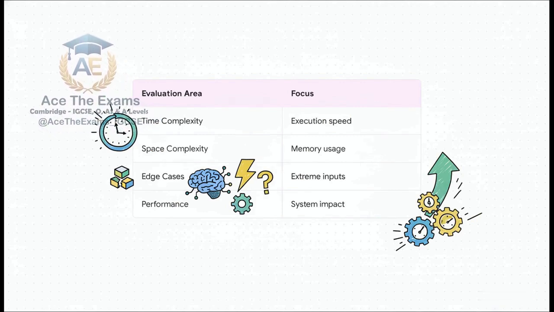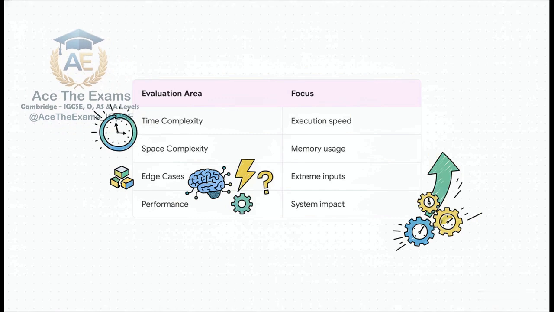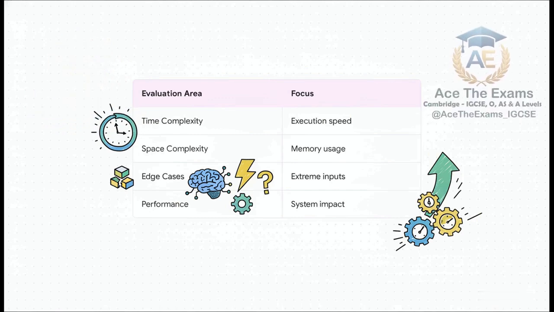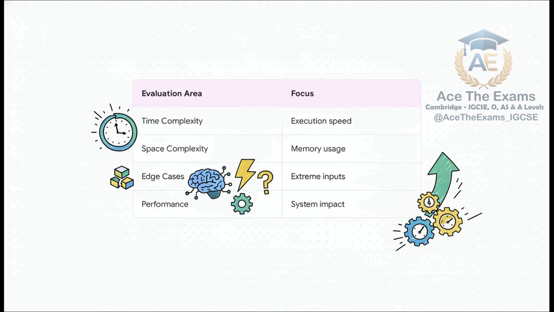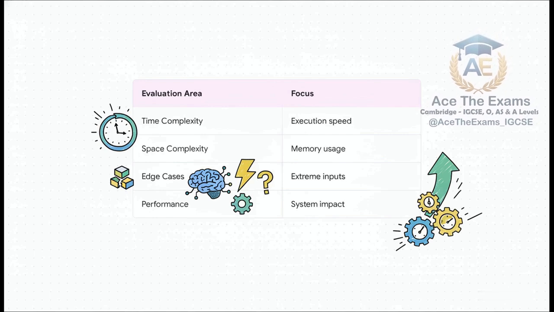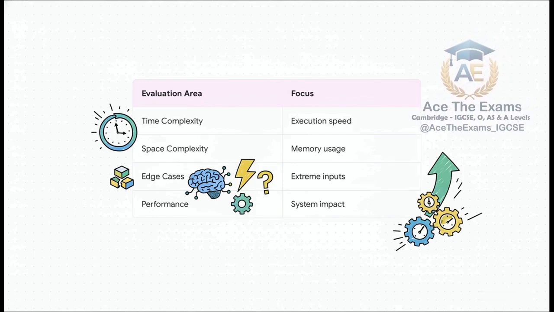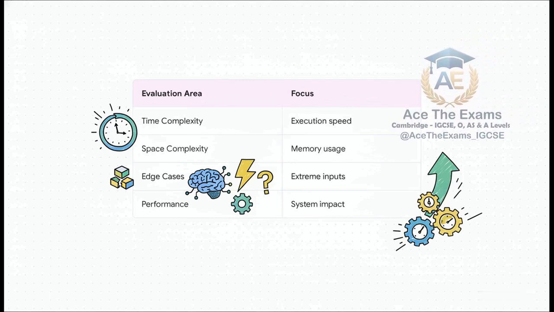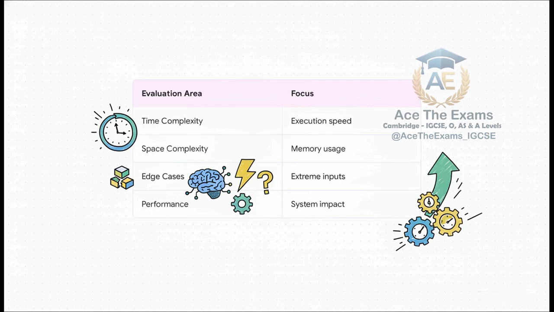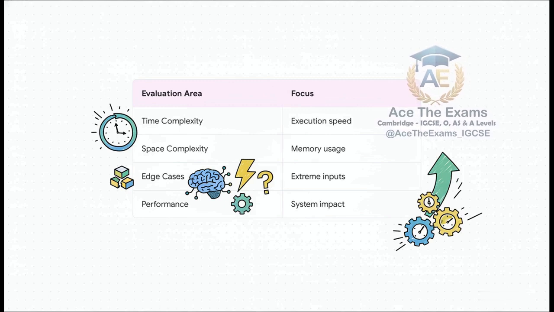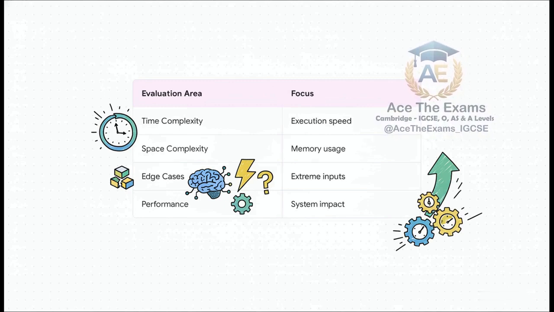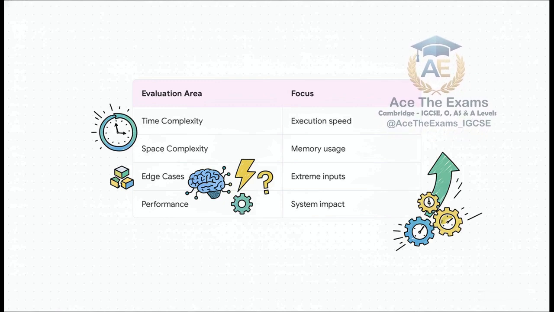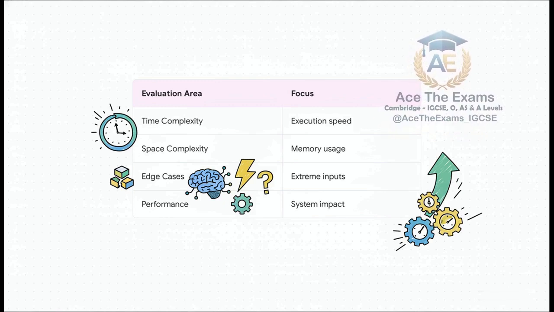pillars. First is time complexity, meaning how fast does the control loop actually execute? Second is space complexity. How much memory is the algorithm eating up on the microprocessor? Third, edge cases. What on earth happens when the sensor receives a totally extreme or unexpected input? And fourth, performance effect. What is the overall impact on the physical, real-world system? If you proactively check off these 4 boxes in your answer, your analysis will be incredibly thorough and dangerously precise.